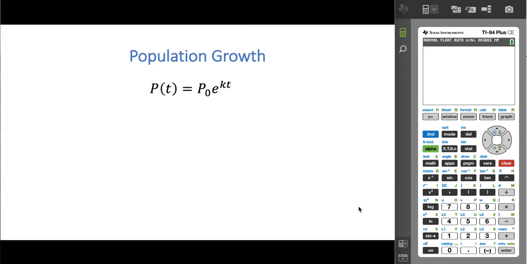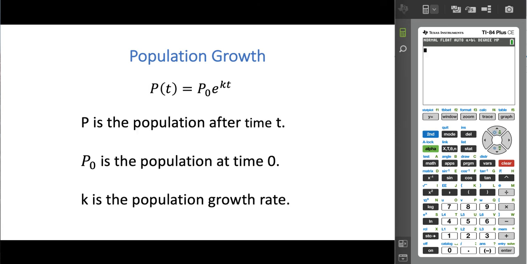So let's get started. What we're going to start with is this population growth model. This is an equation that you can use to model exponential growth. Let me explain the variables in this model. P is the population after time T. So T is the time, P is the population. P sub 0 is the population at time 0. It's like your initial population. And K is the population growth rate.